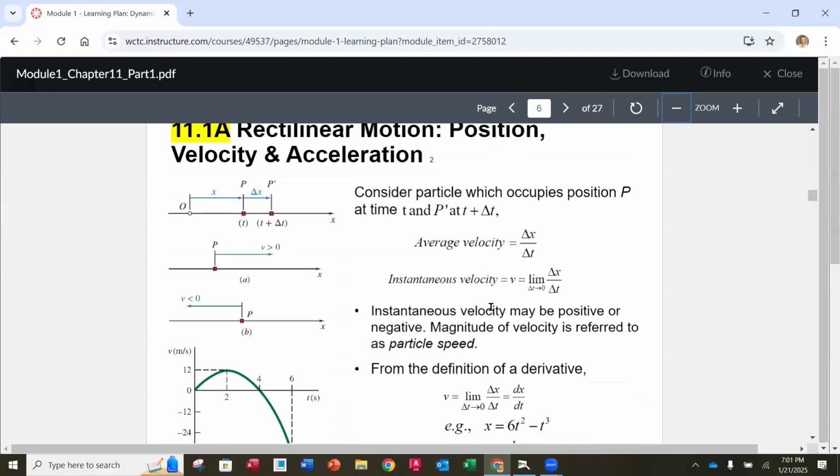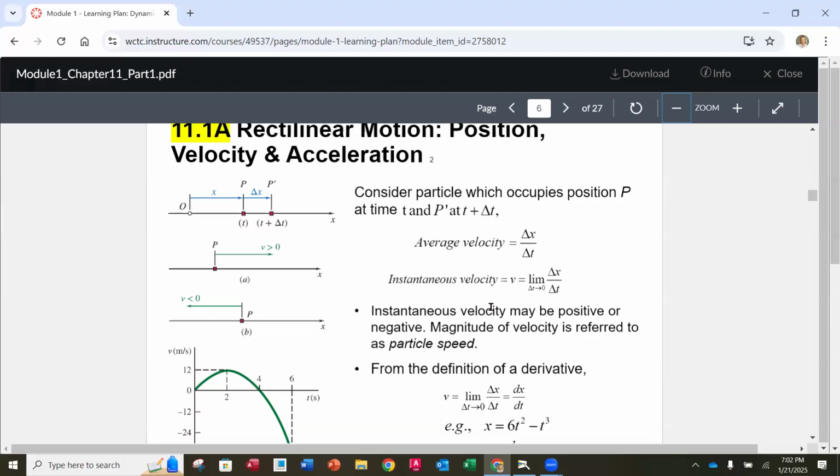Now, as we look at the different positions and also at how the positions change, we can start identifying and giving relationships to how fast things are moving. So for instance, velocity. Average velocity is going to be taking an amount of distance that we covered divided by an amount of time that it took us to do that.